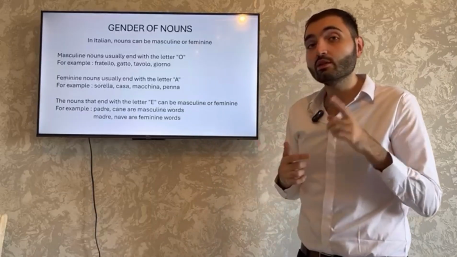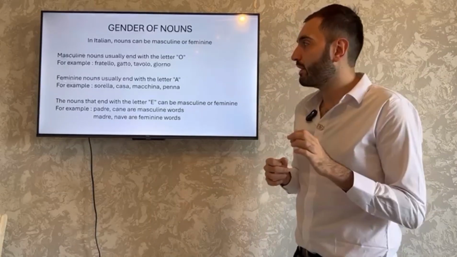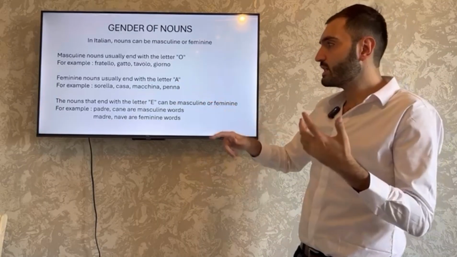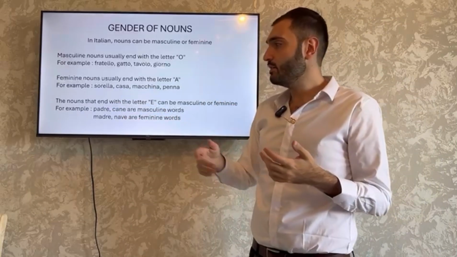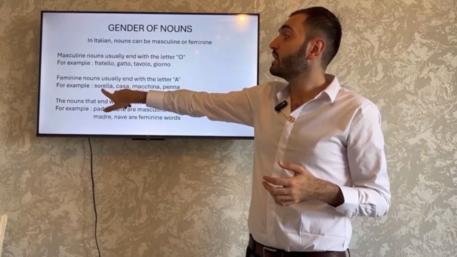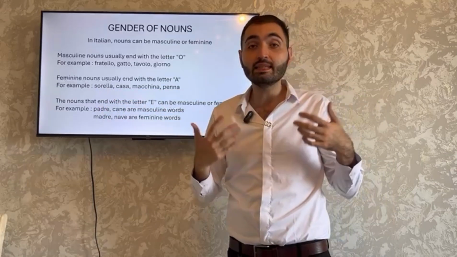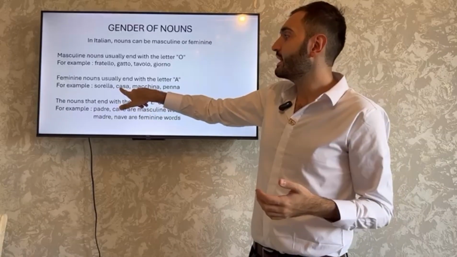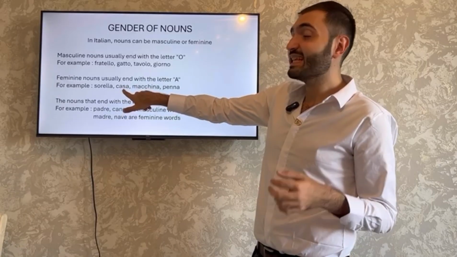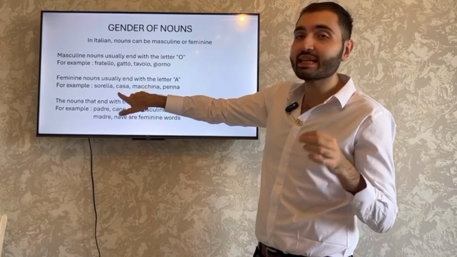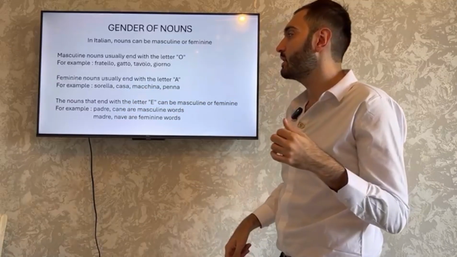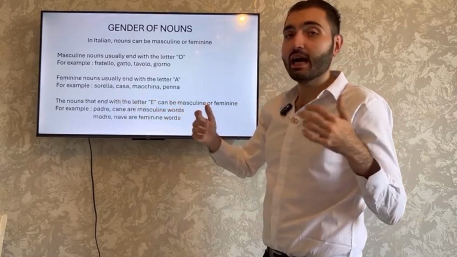But what about feminine? We also have an easy method to guess the feminine nouns. The feminine nouns usually end with letter A. For example, I wrote other words here that end with letter A. Sorella means sister. It's feminine. Casa. Not casa, we say casa, so letter S is pronounced like Z between two vowels. Remember from the pronunciation lesson? Casa means house. It's also feminine.